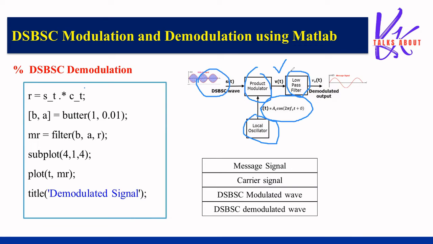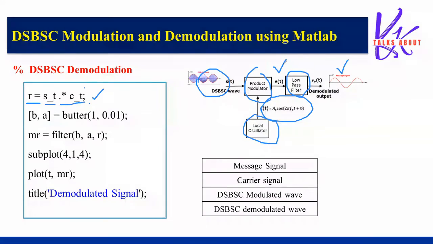Why only a low pass filter? I want only the low frequency signals, since my message signal is a low frequency signal, to be allowed and the remaining to be rejected. So we are passing through a low pass filter to get your original information signal back. For that, your demodulated signal r of t is equal to s of t, that is modulated wave, into your carrier wave, to generate your DSBSC demodulated wave.